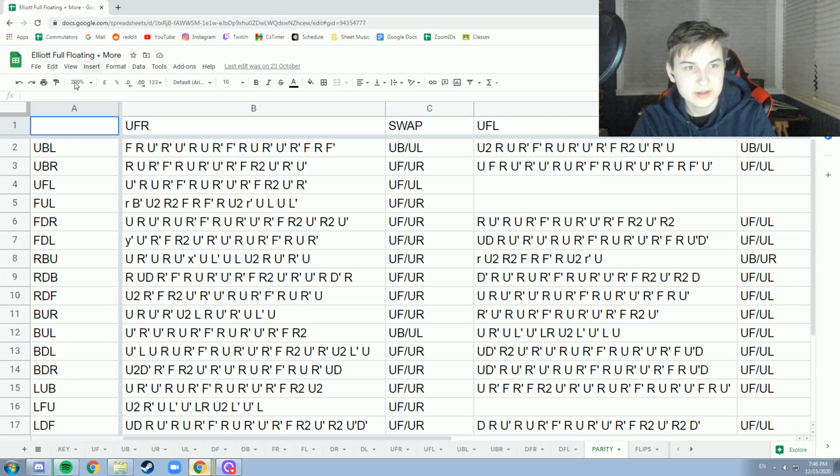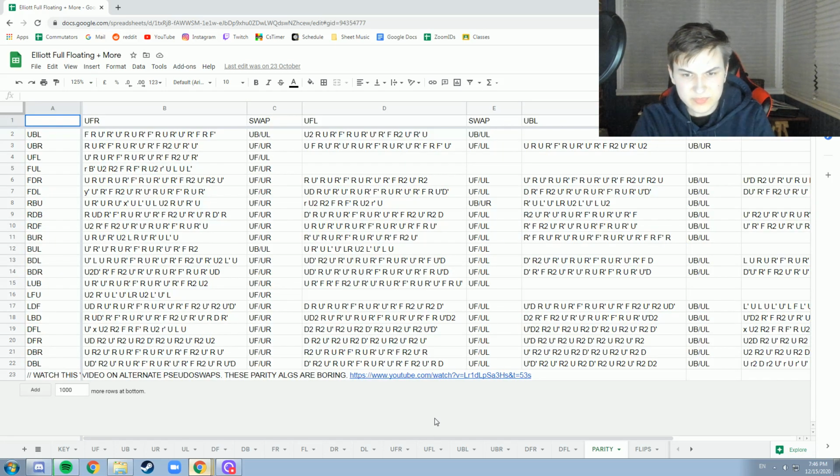Next, parity. I'll zoom out a bit here. These are usually my go-to OLLs. As you can see, I use different swaps for some cases, because when you have the power of alternate pseudoswaps, if you watch a video, it's bad quality, sorry, but it explains pretty well, I find. When you have the power of alternate pseudoswapping, you can just choose whatever two pieces you want to swap in memo when there's parity. So you can force good OLLs.